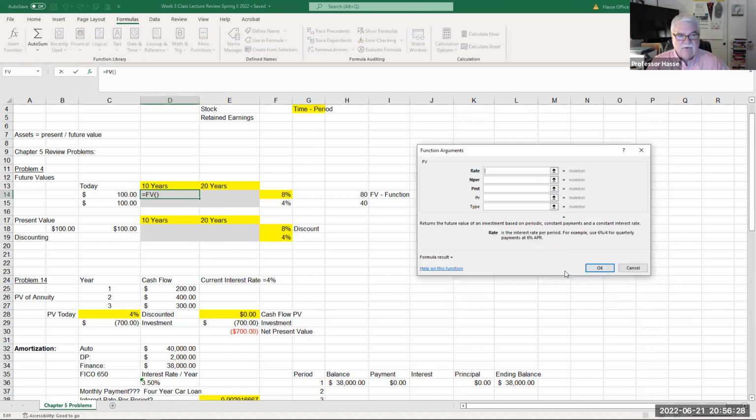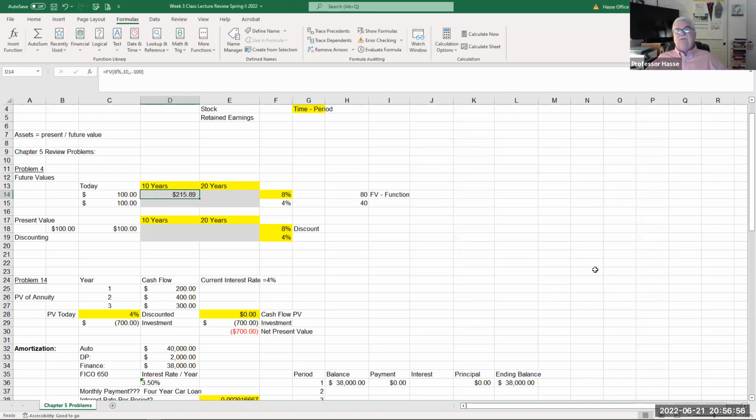Bring that up and all I do is type in my interest rate, 8%, for the number of periods, in this case, 10 years, and there's no payment, it's a present value. So if I have $100 now, I type in minus 100, meaning I'm investing $100. And that $100 invested at 8% every year for 10 years will come to $215.89. That's the future value of that.